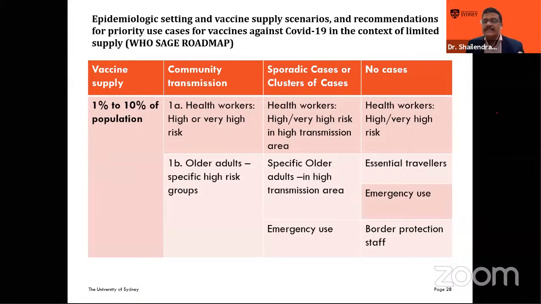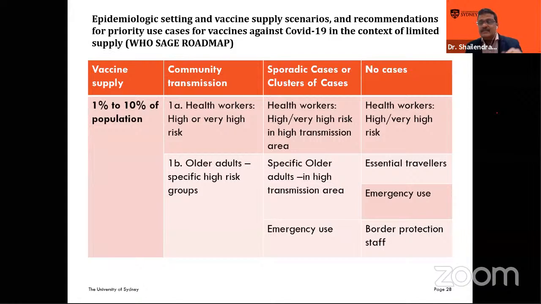But then the question is, if you have 10% of the vaccines, so for example, India has 1.4 billion people. If we get 10% vaccines, what are we going to do? Who are we going to prioritize? And that depends on whether your area is in community transmission, whether your area has sporadic cases or clusters, or you have no cases like in Australia, for example, or New Zealand. You haven't had cases. So the priority changes according to that, from health workers to essential travelers in no cases, because they are the ones who are going to bring the infection.